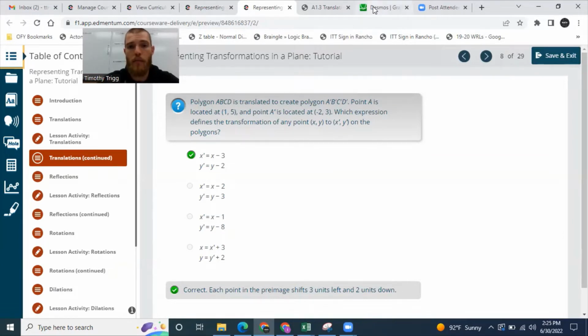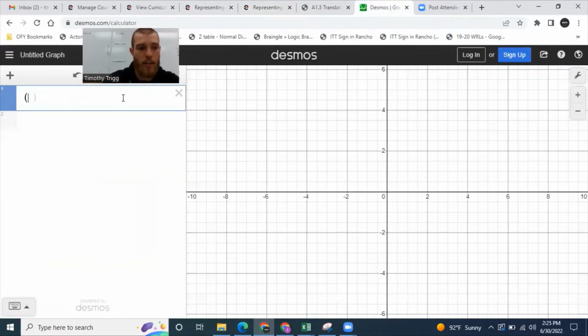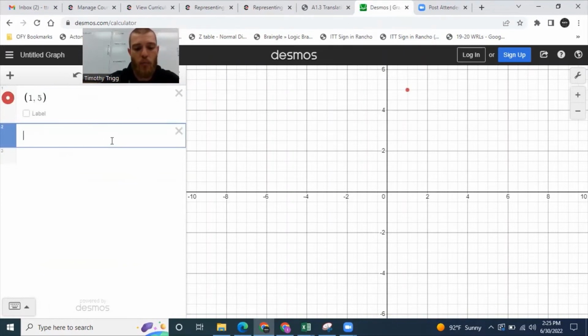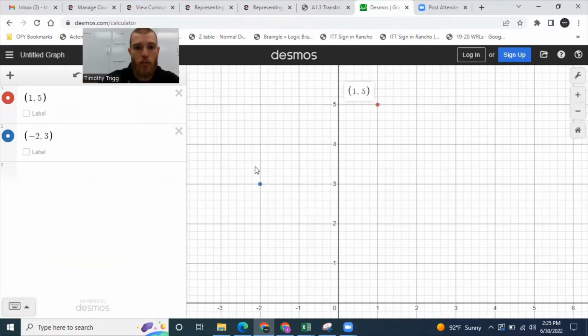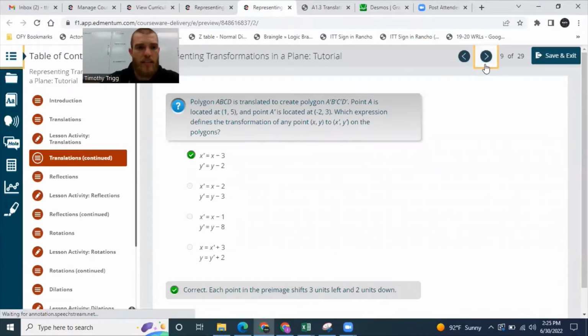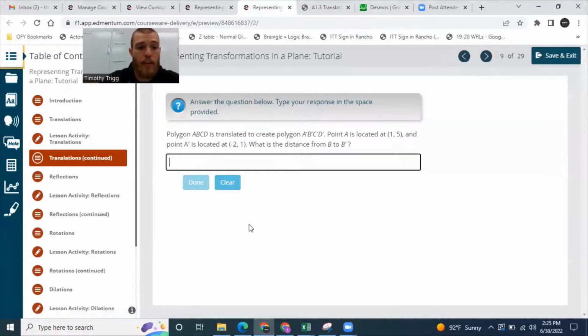So if I did 1, 5, I can show this here on Desmos, 1, 5. And then the other point was -2, 3. Now we can see our 2 points here. Notice to go from the red point to the blue point, it moved to the left 3 units and then down 2, which is exactly what we said, right? To the left 3 units and down 2. Again, that's called a translation when we're just moving the shape.